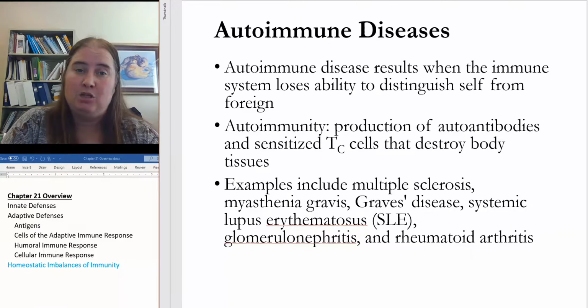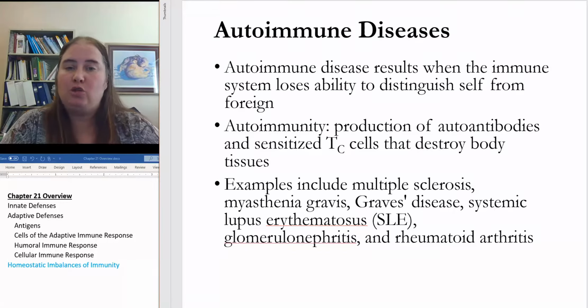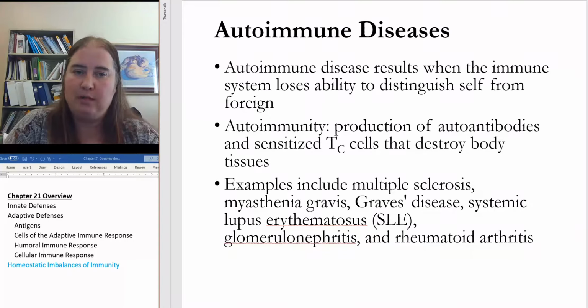An autoimmune disease results when the immune system loses the ability to distinguish self from foreign. So it begins to attack self, generating an immune response to self. This creates something called autoimmunity, where the production of autoantibodies and sensitized T cytotoxic cells end up destroying our body. Some examples of this, for example, multiple sclerosis.